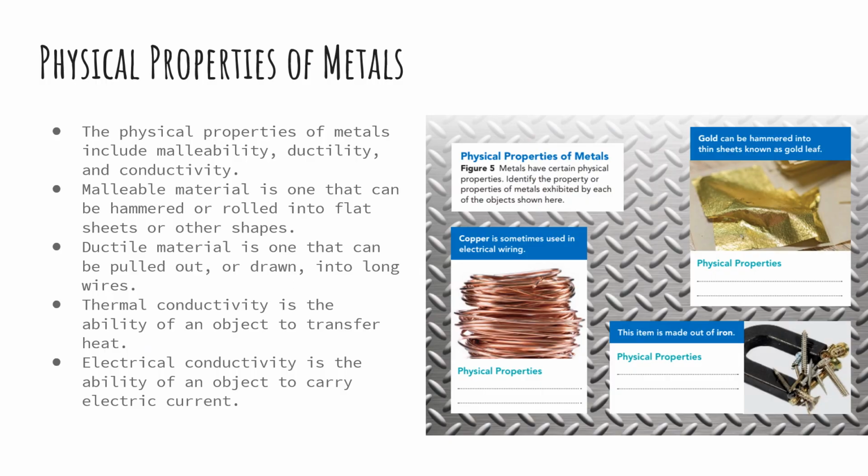Physical properties of metals. The physical properties of metals include malleability, ductility, and conductivity. Malleable material is one that can be hammered or rolled into flat sheets or other shapes. Ductile material is one that can be pulled out or drawn into long wires. Thermal conductivity is the ability of an object to transfer heat, and electrical conductivity is the ability of an object to carry electric current.